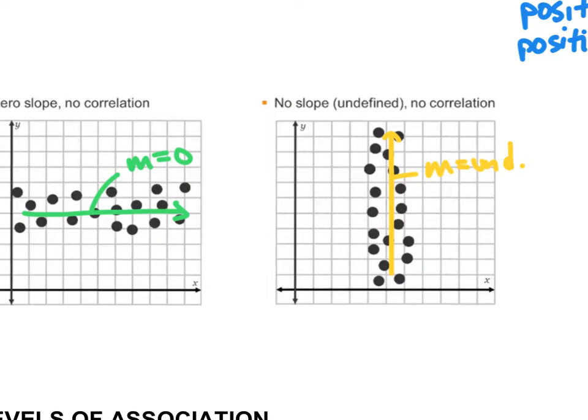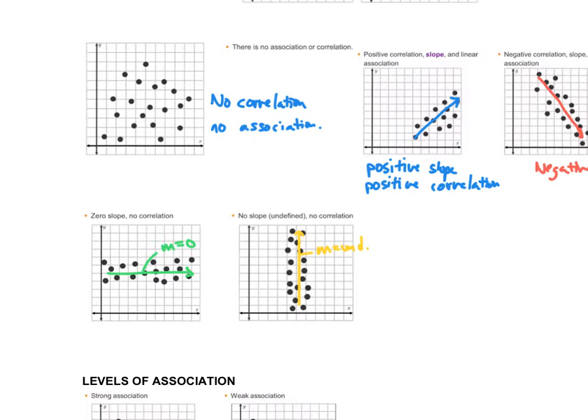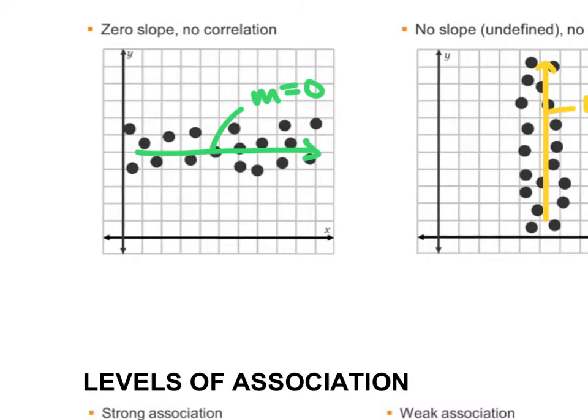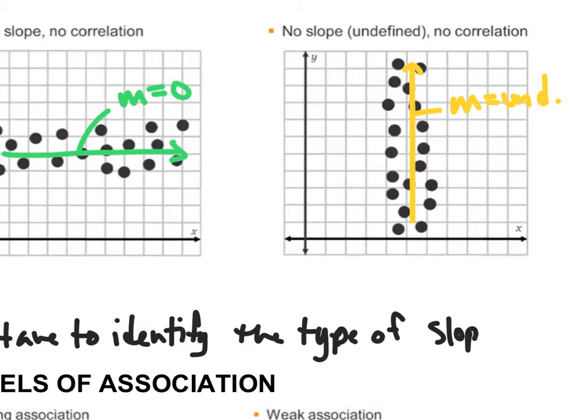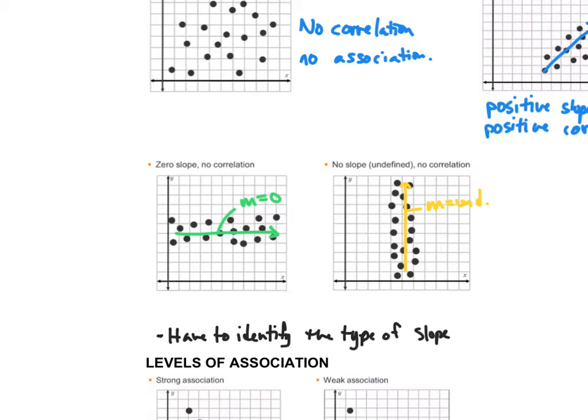So what you have to understand is that correlation has to be either positive or negative. Now, you could have various instances where you don't have correlation, but you have different types of data sets. So here's the important thing: we have to identify the type of slope when we're talking about correlation.